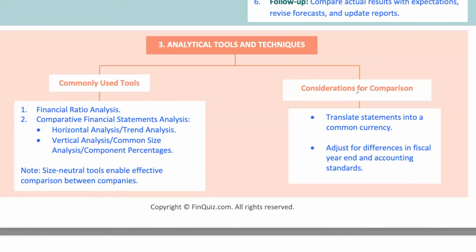But hold on, what if we're dealing with companies that report in different currencies or have different fiscal year ends? For currencies, we can translate financial statements into a common currency using end-of-period exchange rates or average rates. If fiscal year ends differ, we might use trailing 12 months data to align the periods. And if there are differences in accounting standards, we'll need to adjust the statements accordingly. Makes sense so far? Awesome.